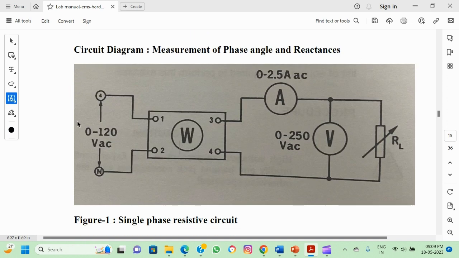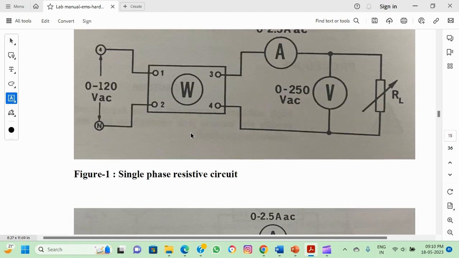So first of all, we will take a resistive load and we will connect the circuit. So how we are connecting? We are taking from 4 to wattmeter connection 1, from 3 to ammeter, and from ammeter to load, from load to 4, 4 to 2. It is already connected internally, so 2 to n. Then we will apply a voltage and we will measure the voltage and current and wattmeter reading.